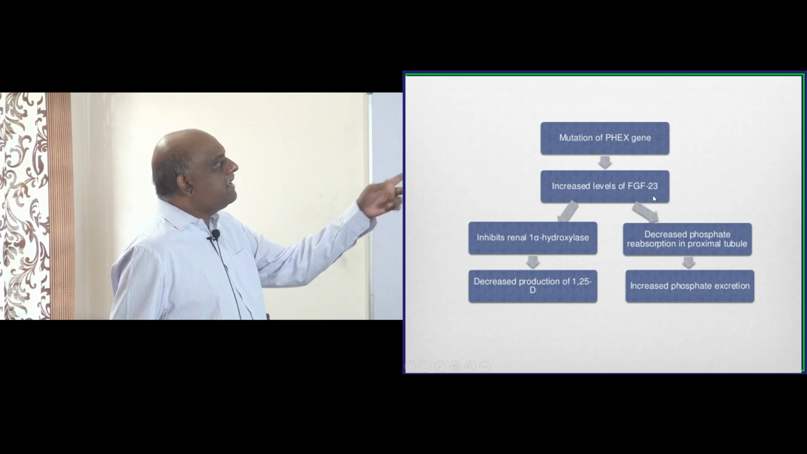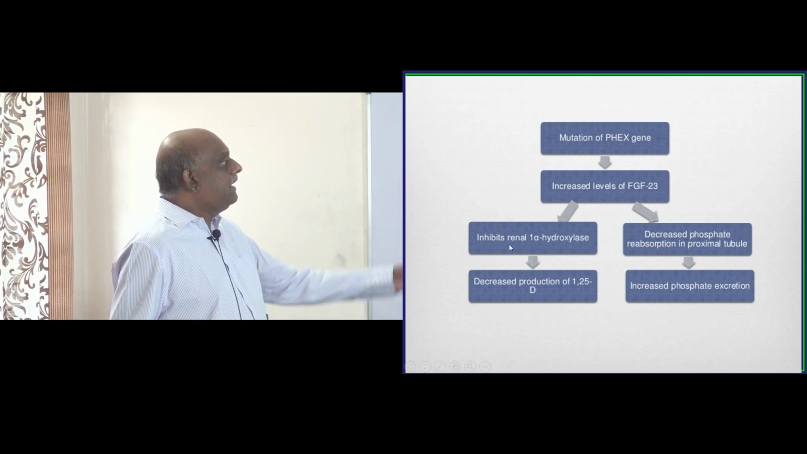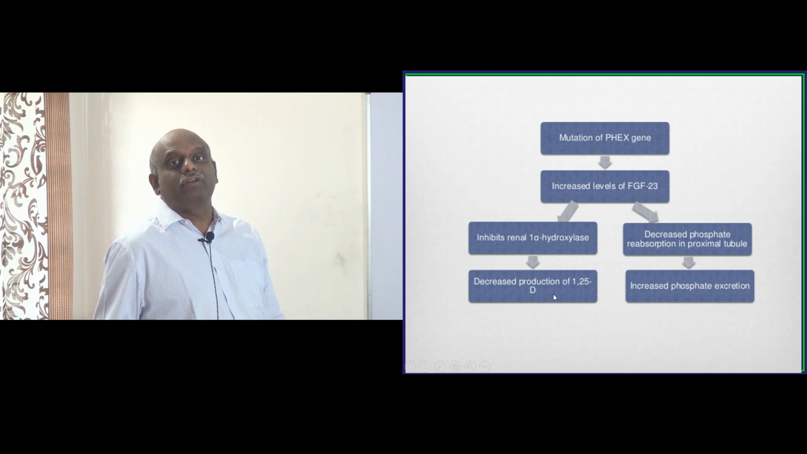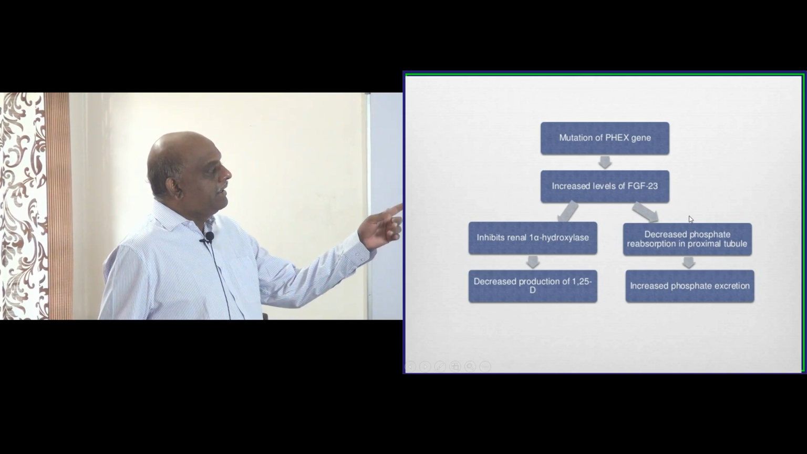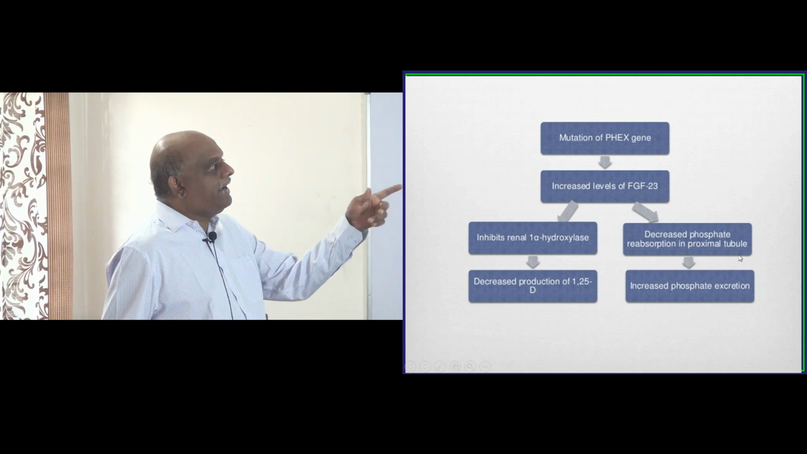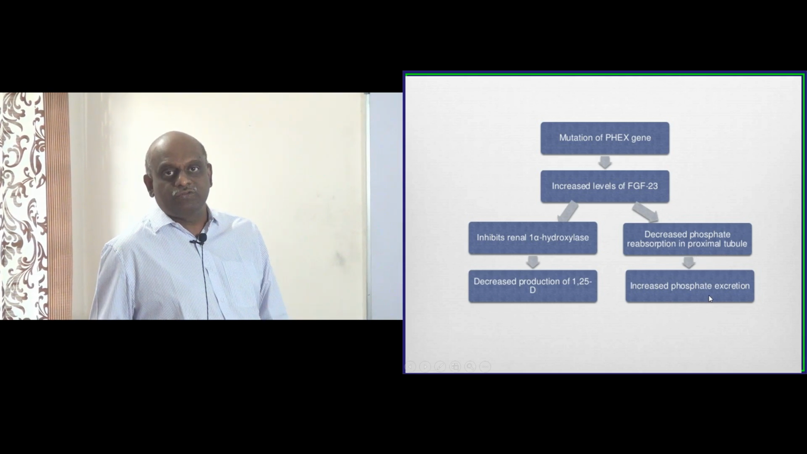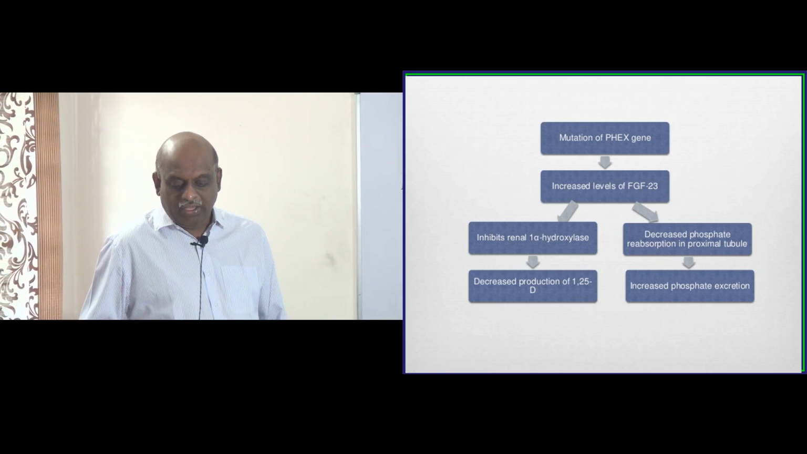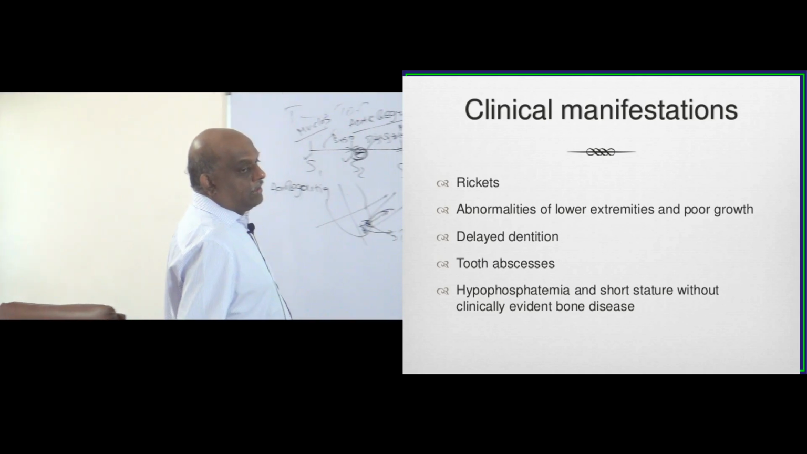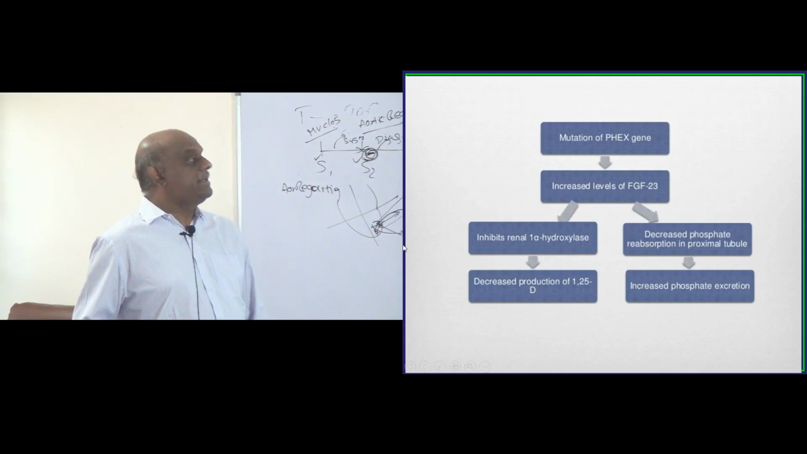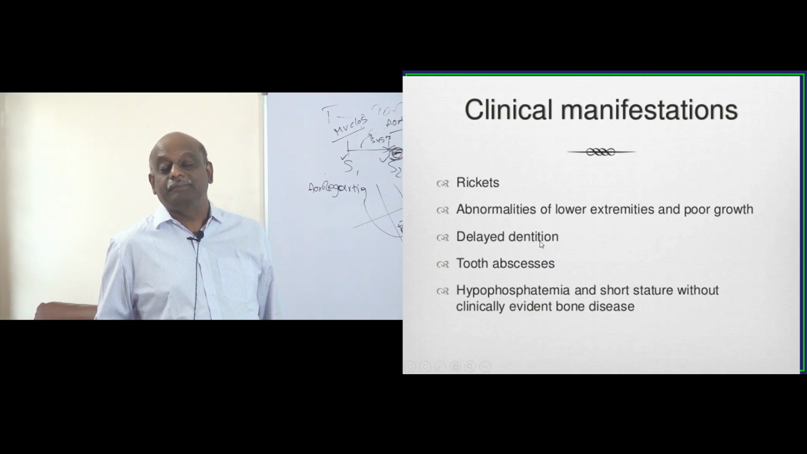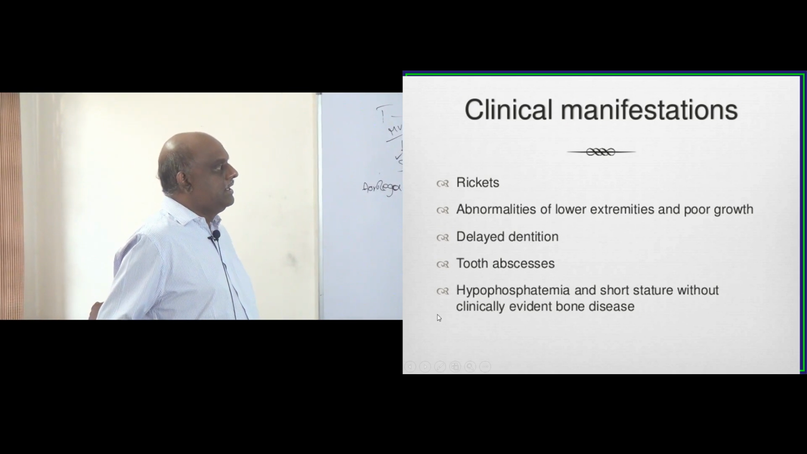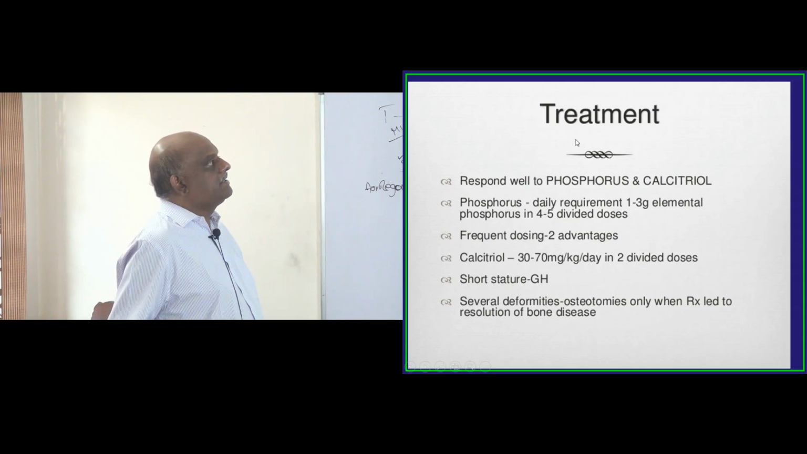And what will increased FGF23 do? It inhibits the 1-alpha hydroxylase in the kidney and decreases the production of 1,25 vitamin D. And it will also lead to decreased phosphate reabsorption and increased phosphaturia. So that is what the PEX gene mutations will have, is what you need to remember. So because of the 1-alpha hydroxylase deficiency, they will have rickets and poor growth, delayed dentition, tooth abscess, hypophosphatemia, short stature, etc.